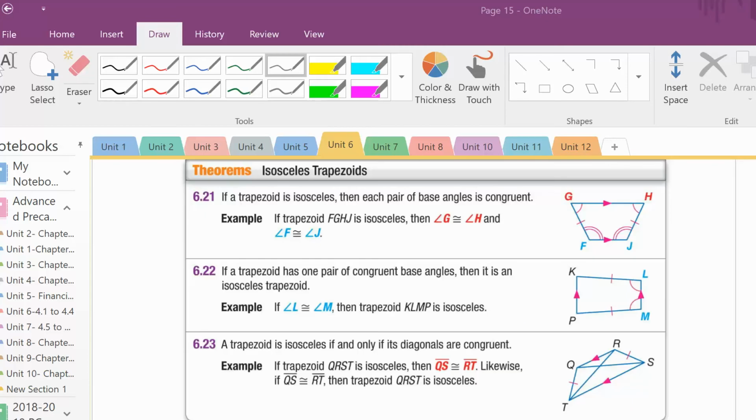So a couple theorems from this. If a trapezoid is isosceles, meaning the legs of the trapezoid are congruent, then each pair of base angles is congruent. If a trapezoid has one pair of congruent base angles, then it is isosceles. Meaning if you know the base angles are congruent, then you can say the trapezoid is isosceles. So it's just like the converse. And a trapezoid is isosceles if and only if its diagonals are congruent. So the diagonals of an isosceles trapezoid are congruent.